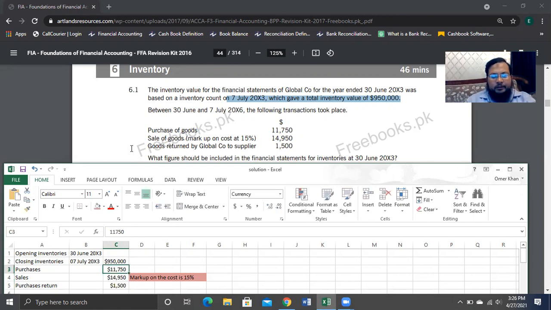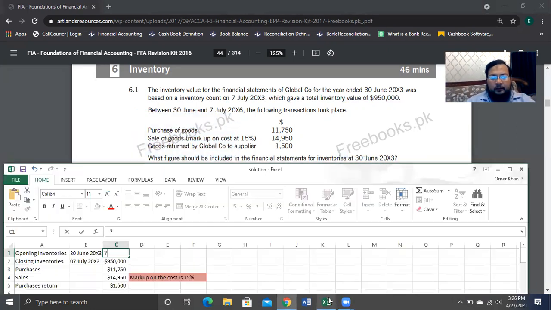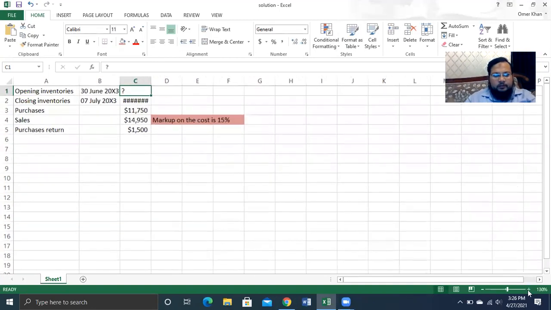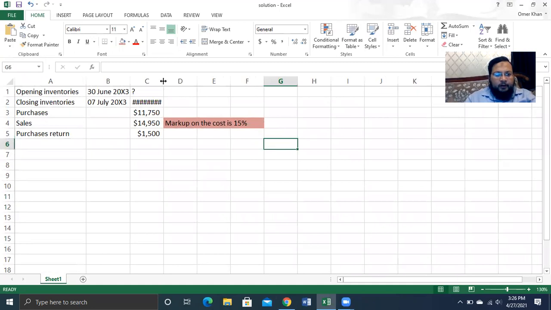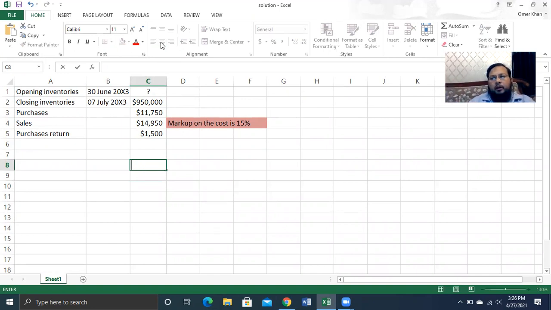So the requirement is you are required to find out the inventories at 30th June 2003. Yes, so they are asking us to calculate the opening inventory. So let's have a look at this question. These are the data which are provided to us, and this is what is required in the question. So how do we proceed? As we know, when we draw the proforma, actually you are not required to draw a proforma in the examination. You are just required to find out the right option. But I am explaining each and everything to you.